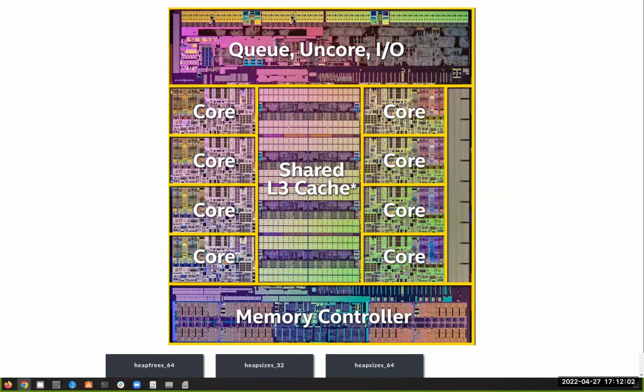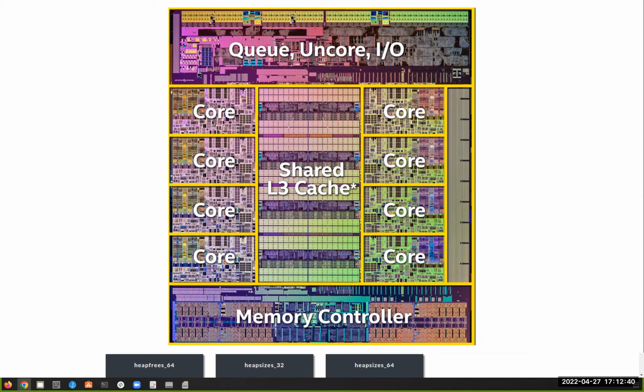This is probably a newer CPU, and you can say this is a multi-core CPU. We have 8 cores here. This is probably an Intel CPU, and the last part is the memory controller. In the middle, we have the L3 cache. So this is a level 3 cache. What's interesting about this is that all eight cores can access the L3 cache. All of them can access the L3 cache.